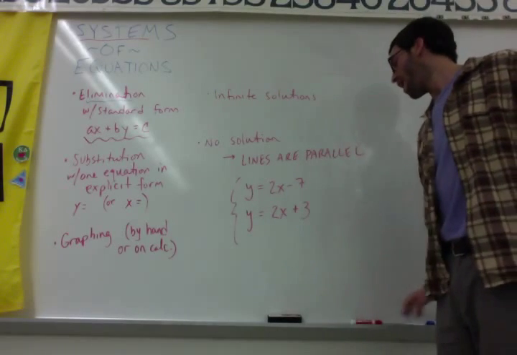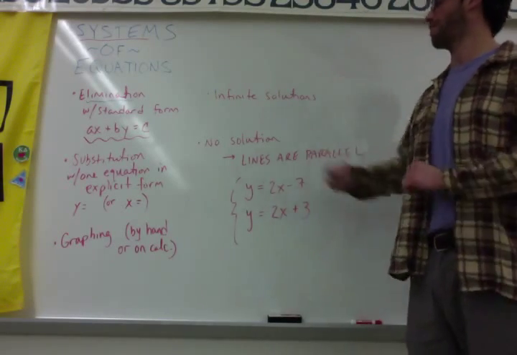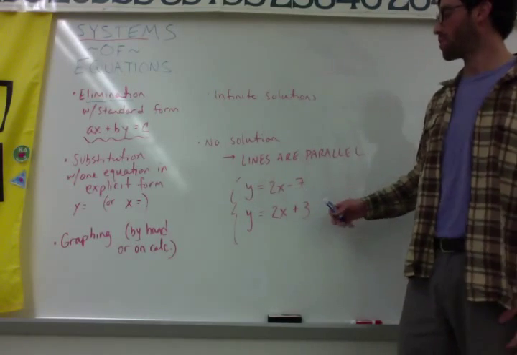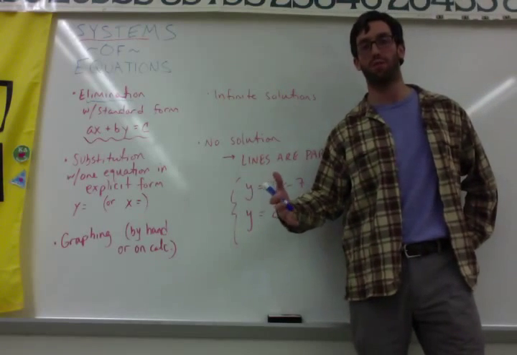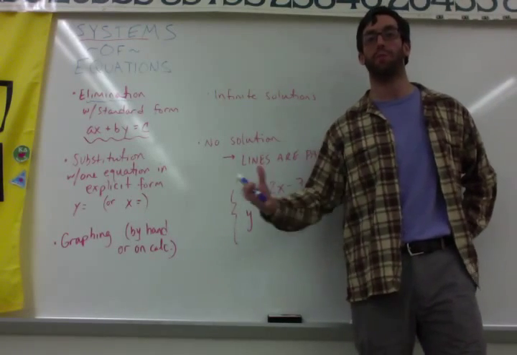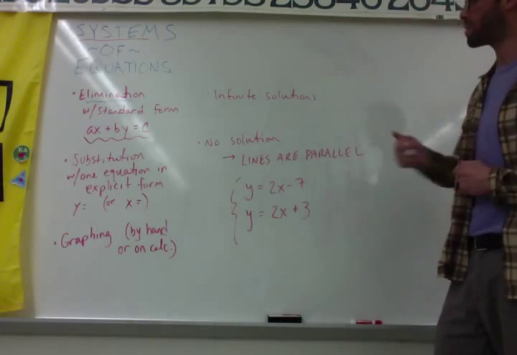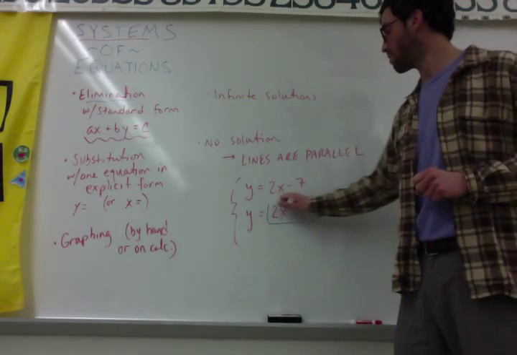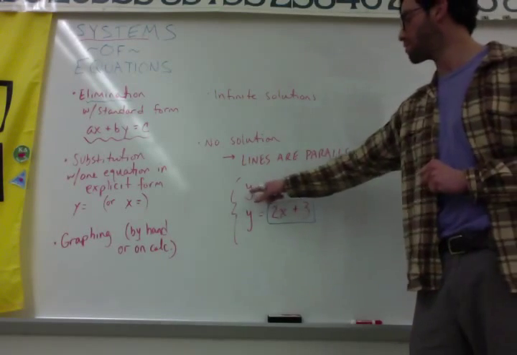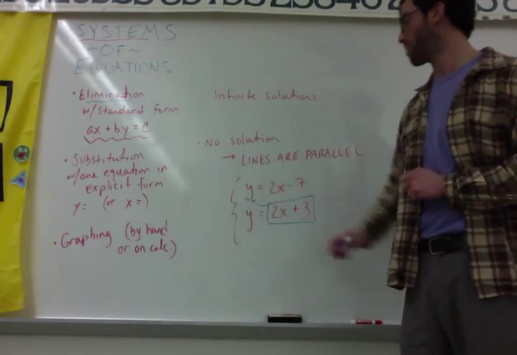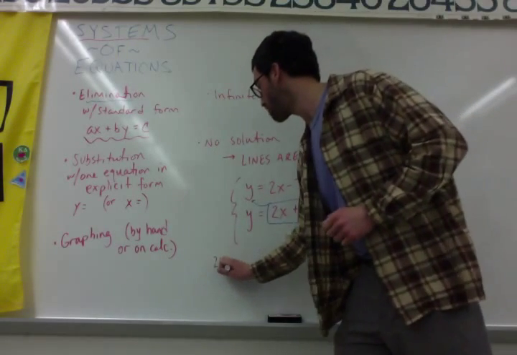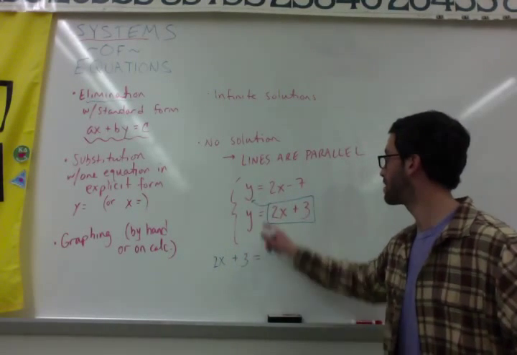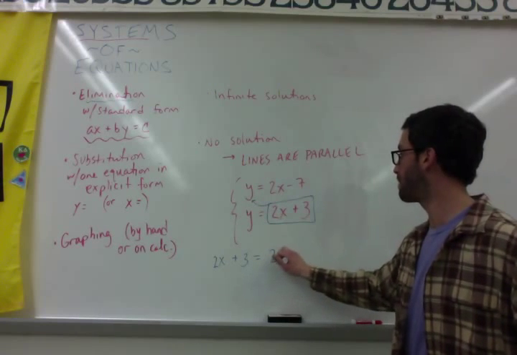Now, how would that make sense algebraically? Well, these equations, in fact, both are in explicit form. So only one of them needs to be in explicit form to use substitution. If both are, you definitely want to use substitution. So what we're going to do is use substitution to solve this. You could have done this with the other one, but I'm going to replace this y, y equals, with 2x plus 3. So we'll have a new equation, 2x plus 3, instead of y, equals 2x minus 7.